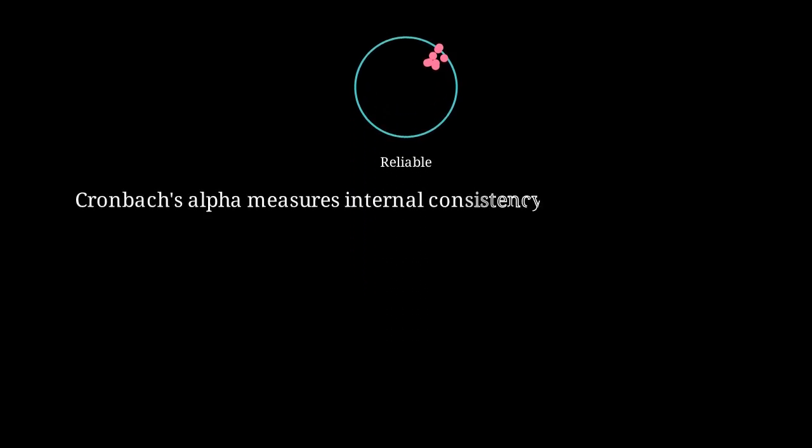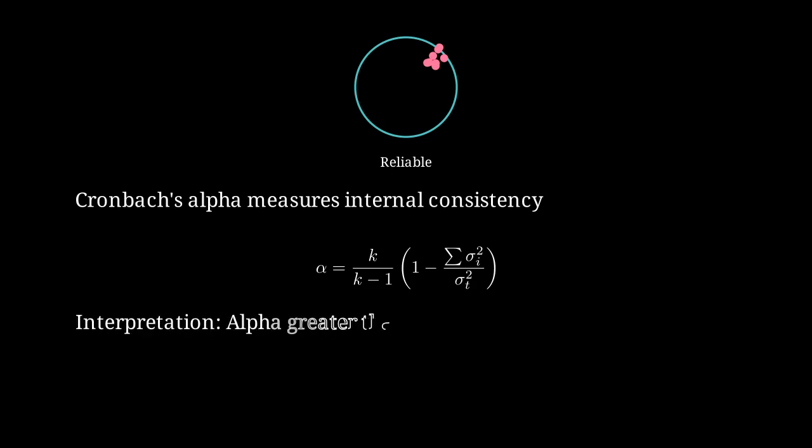Cronbach's alpha measures internal consistency of multi-item scales. Alpha equals k over k minus 1 times 1 minus the sum of item variances over total variance. By convention, alpha greater than 0.70 indicates acceptable internal consistency.